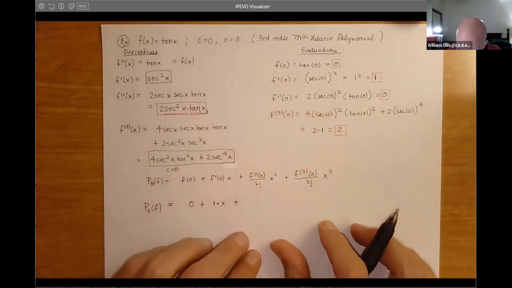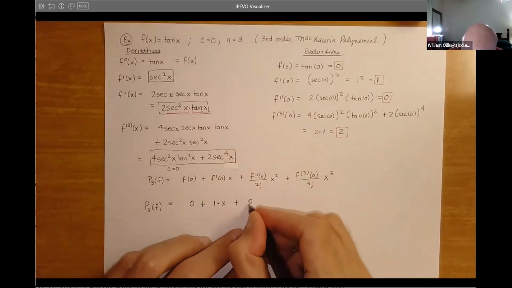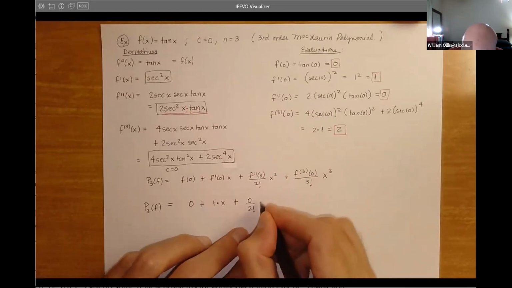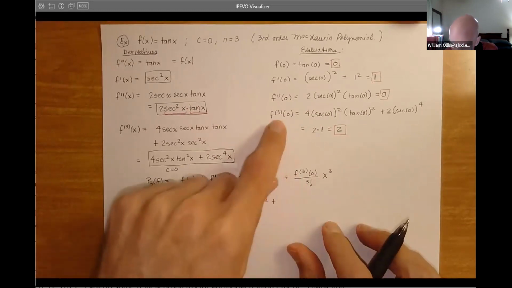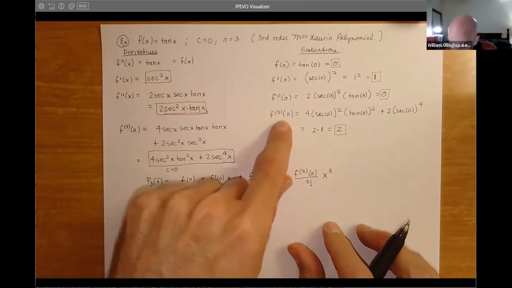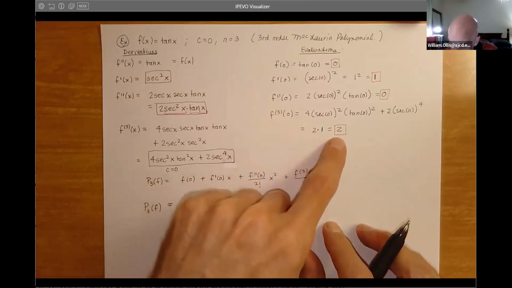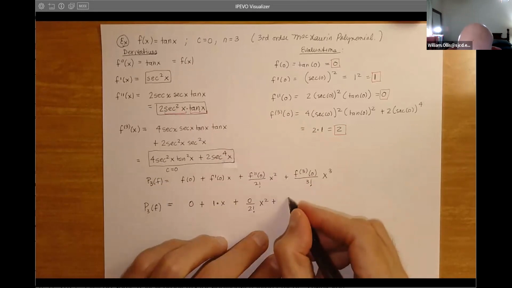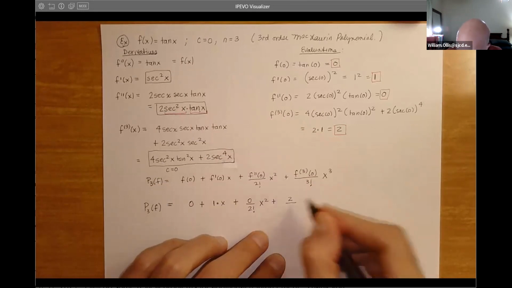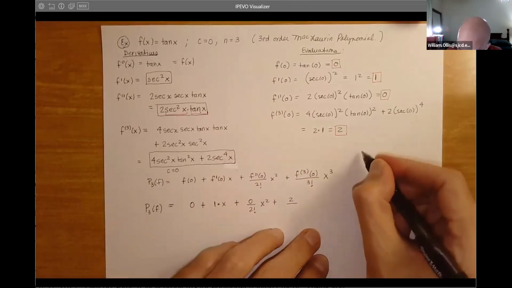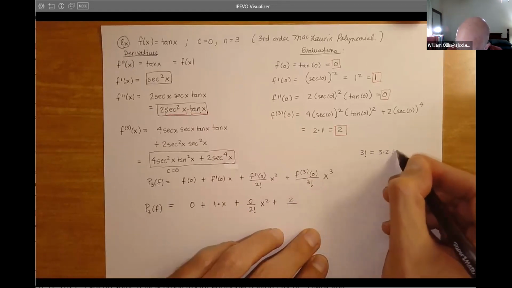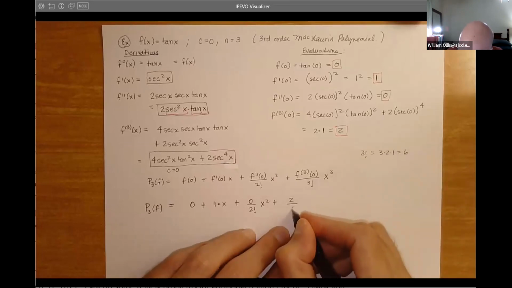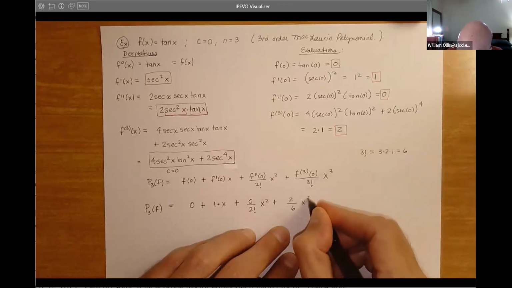F double prime is 0. So we have 0 over 2 factorial x squared. And then the third degree derivative, or third order derivative, is 2. So we have 2. Okay, now 3 factorial, remember, is 6. 3 factorial is just 3 times 2 times 1, which is 6. So we get 6 x cubed.